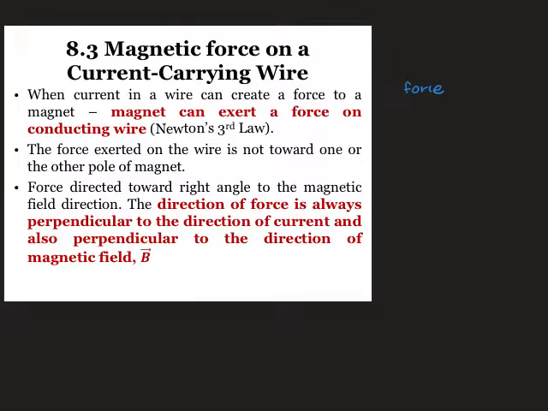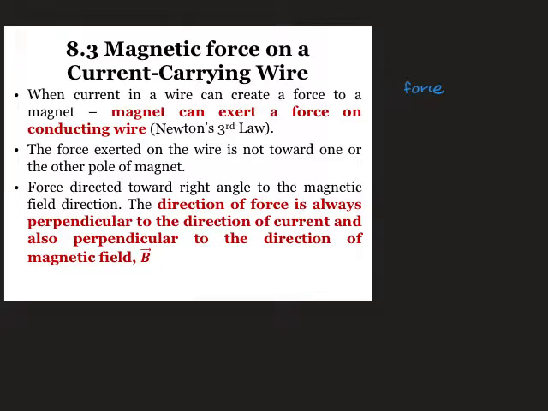So we can actually use the concept of Newton's third law. If there's a current flowing, the needle is going to be deflected, which means that the current can produce a magnetic field. So based on Newton's third law, there will be action and reaction. So we can also conclude that the magnetic field can produce a force on the current carrying wire.